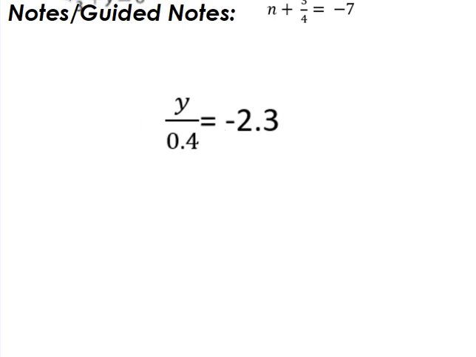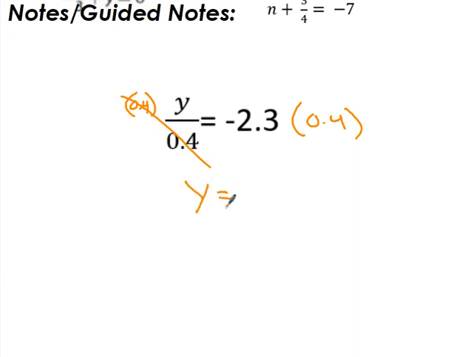Fractions are division. So because this is division, I need to do the opposite with multiplication. This is y divided by 0.4. So to cancel out divided by 0.4, I'm going to multiply both sides by 0.4. And whatever I do on one side, I have to do on the other side, because these cancel each other out. I bring down my variable and I bring down my equal sign.